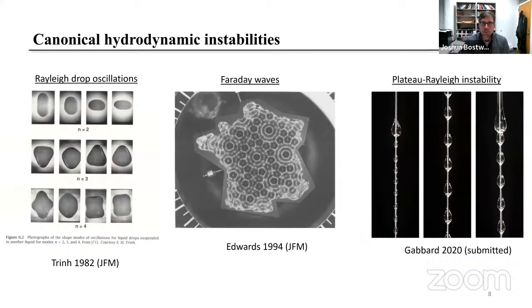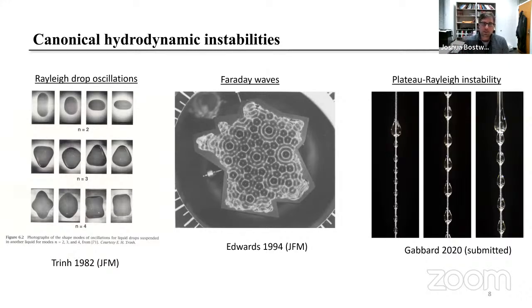So what we're really interested in, like I said before, is analogs of classical hydrodynamic instabilities, but for soft gels. And I'll talk about a few of these. On the left, we see the classical problem of Rayleigh drop oscillations. In this case, we have a spherical drop of liquid, and that liquid drop has a surface that's endowed with a surface tension. When you pluck that surface, it will vibrate in a characteristic mode shape, here defined by mode number n equals 2, n equals 3, and n equals 4. And the mode shape will oscillate with the characteristic frequency given by Lord Rayleigh in the late 1800s.